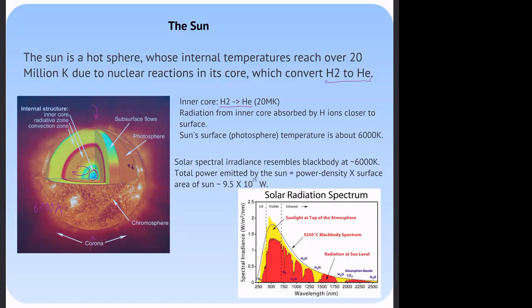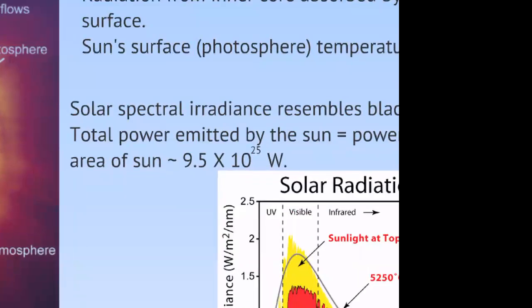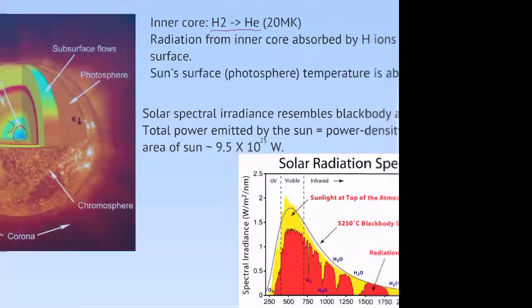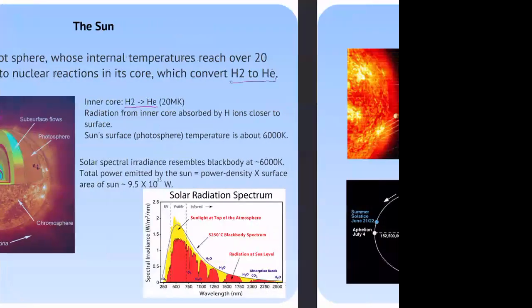Total solar radiation now resembles a black body at about 6,000 Kelvin. The total power emitted by the sun is the power density times the surface area of the sun, and it turns out to be a pretty large number, 9.5 times 10 to the 25 watts. Okay, we'll come back to that number later on.